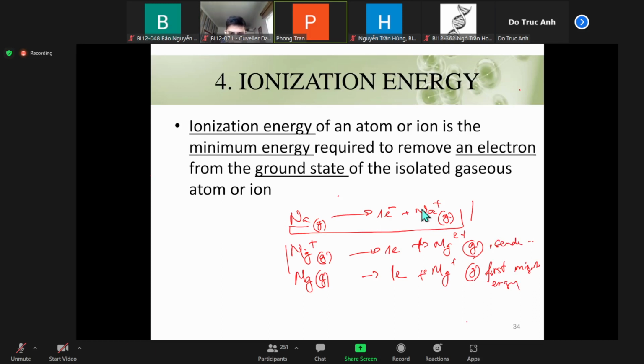So the definition is applied for both the neutral atom and the ion. But the important thing is we talk about the gas phase. Okay. So the atom and the ion are in the gas phase. That's the important thing you need to remember.